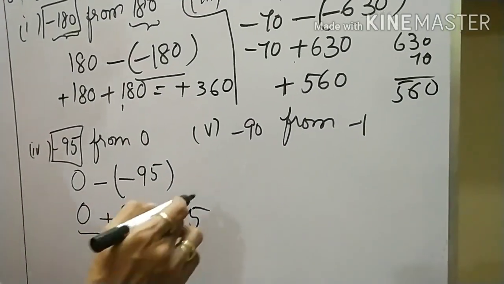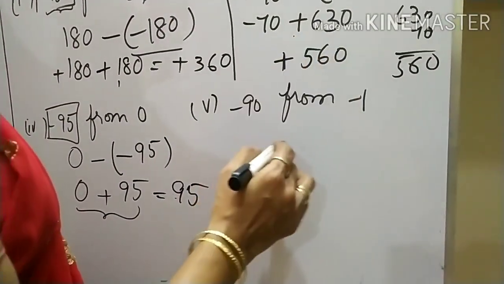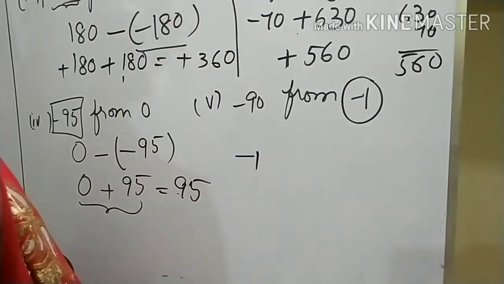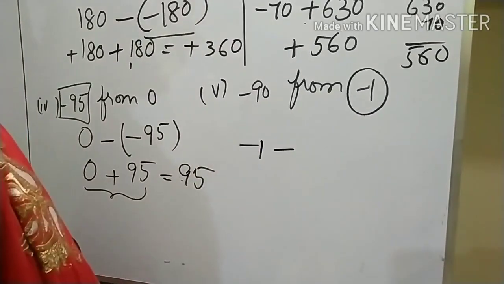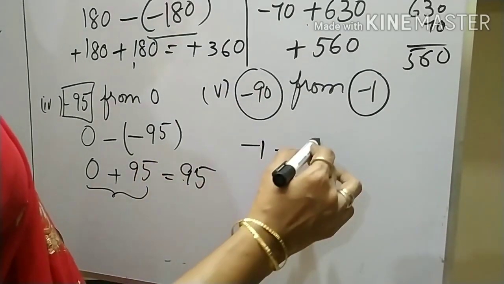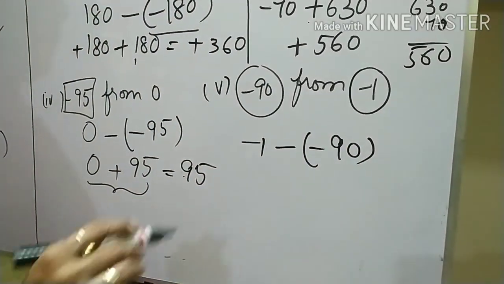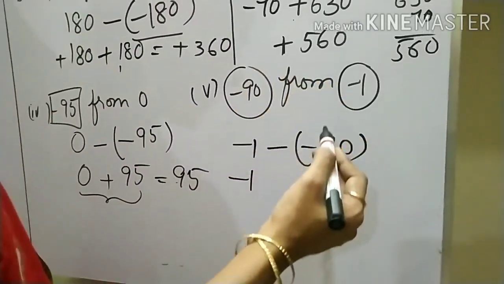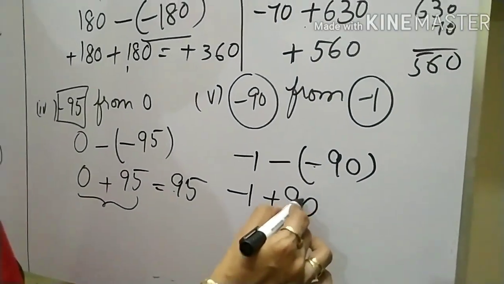Now see this one. Minus 90 from minus 1. From which number we have to subtract? Minus 1. So write down that number first. What is the operation we are doing here? Subtraction. What is the first number here that we have to subtract? Minus 90. Okay. Now remove these brackets. Removing brackets means applying the sign. Minus into minus is plus. Plus 90.